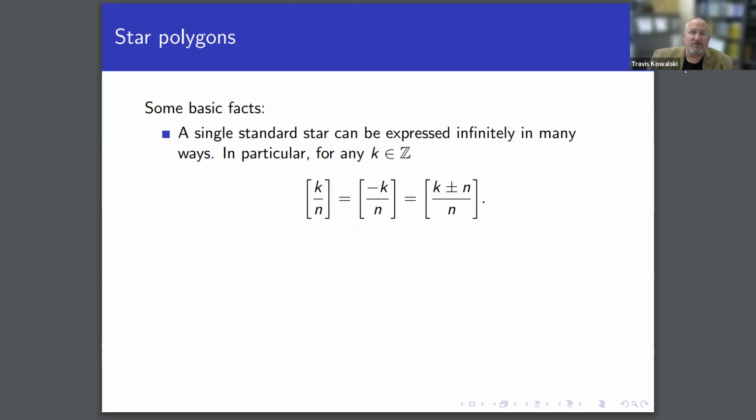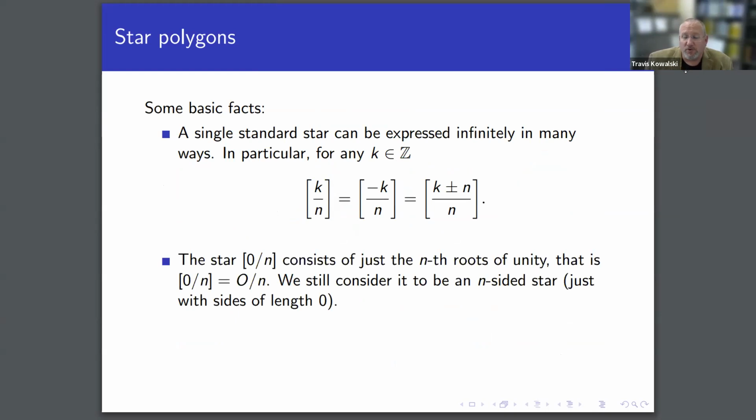Some basic facts about this notation. Any single star can be represented infinitely many ways. It can be represented as the fraction k over n. It's also negative k over n, because whether you connect up or connect down, you'll connect back anyway. And if you add any multiple of n, you just go around the circle and still connect at the same point.